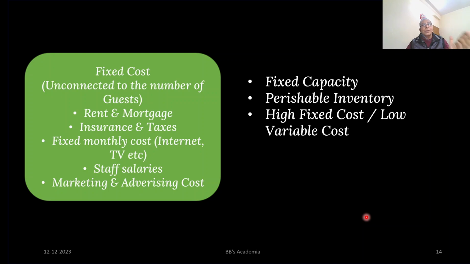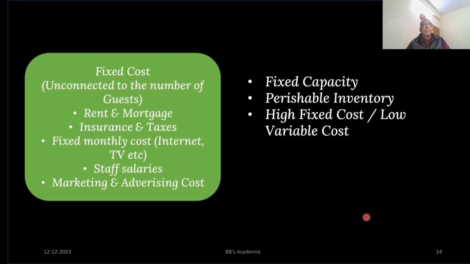And once it is on a monthly basis, you can easily calculate how much your expenditure is per day in those areas. Then fixed monthly costs like internet. Whether your guest is using the TV or the internet, you have to make a steady monthly payment to the internet and TV service provider. You cannot say, I have 100 rooms and today only 50 rooms are booked, so I'll pay less. You cannot say that, because they have taken the business on that basis: 100 rooms, 24-hour internet service available, and for that there is a monthly rent. You cannot compromise on that area.